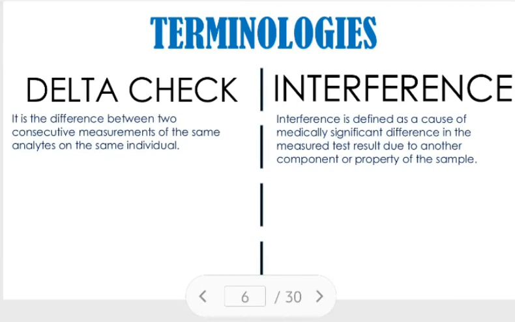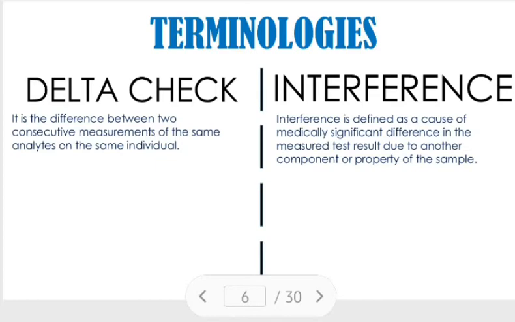Next, we have delta check. Delta check is the difference between two consecutive measurements of the same analytes on the same individual. Delta check is the most commonly used patient-based quality control technique in the laboratory. In delta checking, we compare the current result of the patient with the past results. So that is delta check.